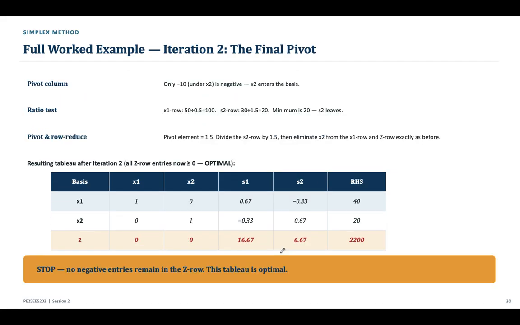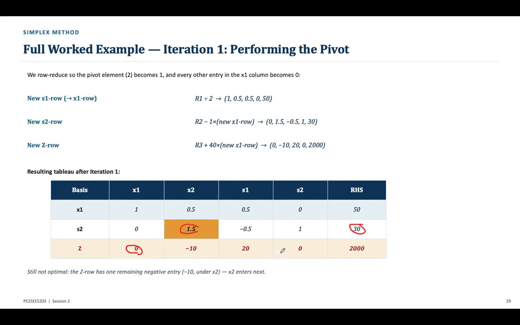This is what I was trying to explain to you. So when it comes to iteration 2, the final pivot here, because there we had a minus in x2 in the last component, we want to improve it, right? So we perform the second iteration. The only negative entry remaining here is in the z row, that is minus 10, under x2. You can see here, this is the only thing we are supposed to change.